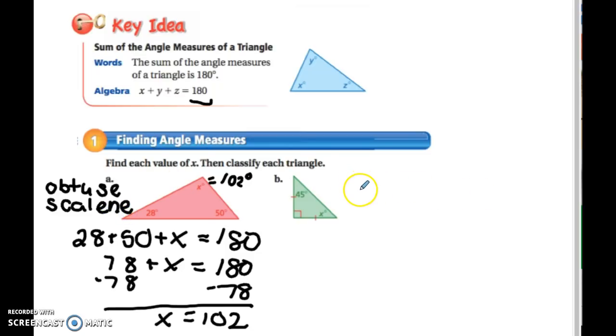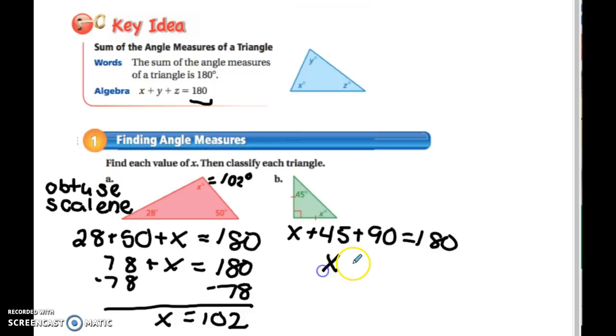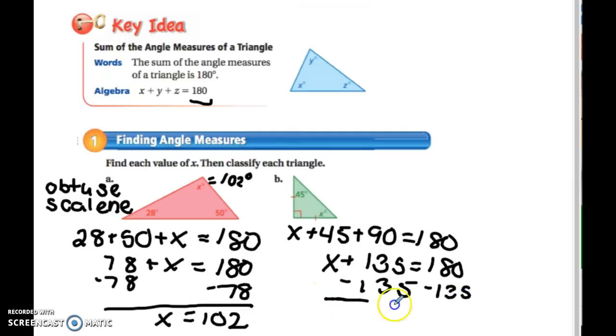And our last example for today, let's find the missing x value first. So x plus 45 plus 90 equals 180. Combine like terms, 45 plus 90 is 135. Isolate, subtract 135 on both sides. We get x equals 45. So this missing angle here is 45 degrees.